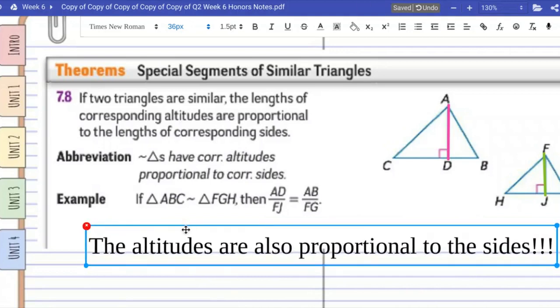So what this means is, if the side lengths become half the size, so if I look at one side length of one triangle and the corresponding side length of the other triangle, and they're half of each other's sizes, then the altitudes are also going to be half the size. If the triangle gets 3 times bigger, then what's the length of the altitude going to do? The altitude's going to get 3 times bigger. Okay?